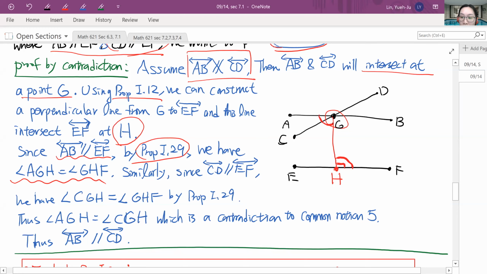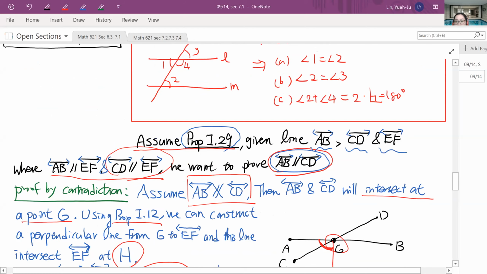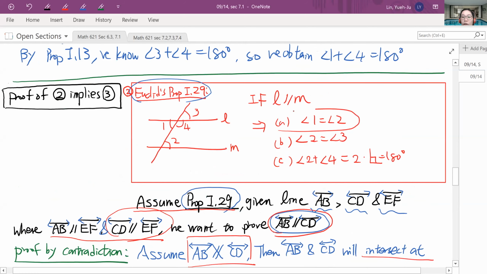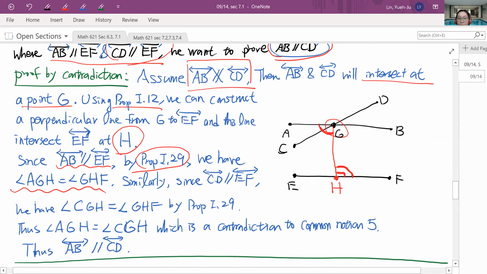So this is essentially the interior alternate angle, right? So let's go back to 1.29. This is exactly part A, where interior alternate angles are equal if you have two parallel lines. So you can see I'm using statement 2 to prove statement 3. So at some point, I'm going to use statement 2, right? So that's where we use it.